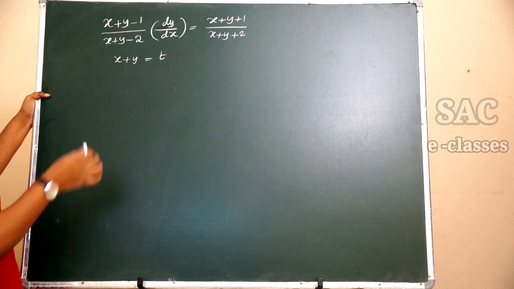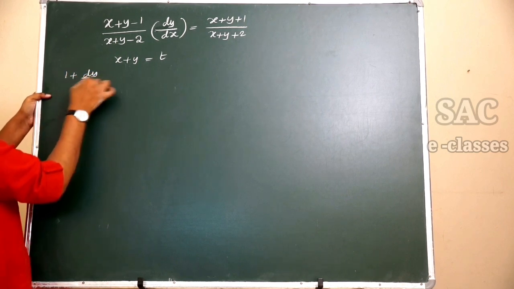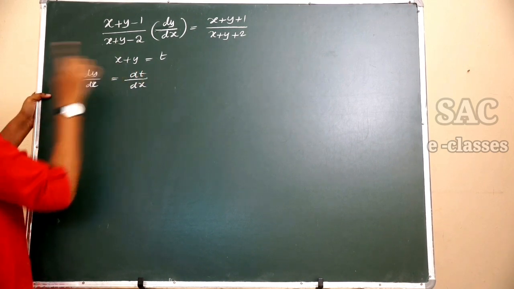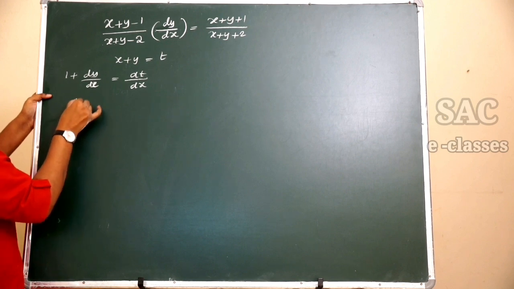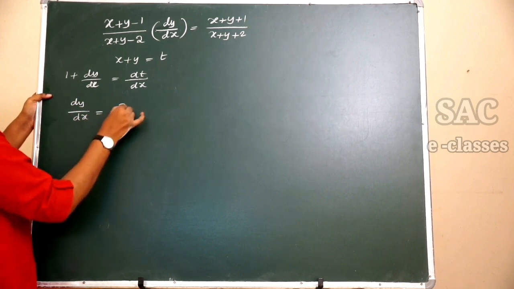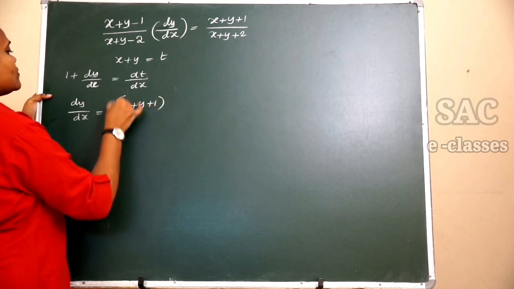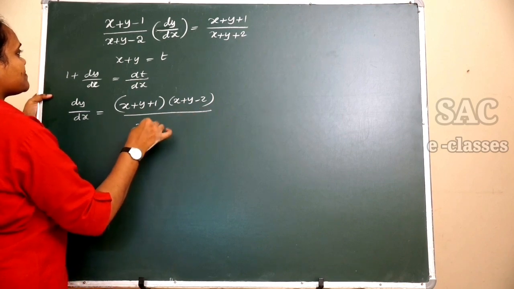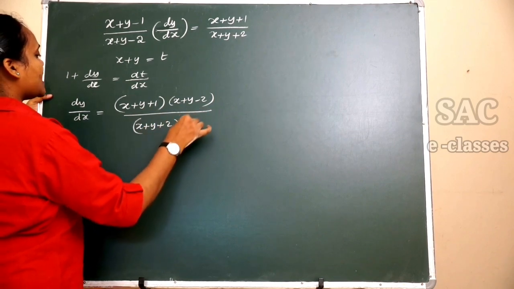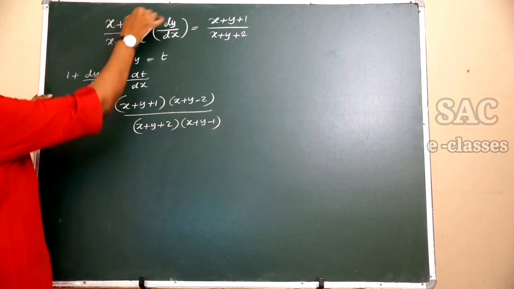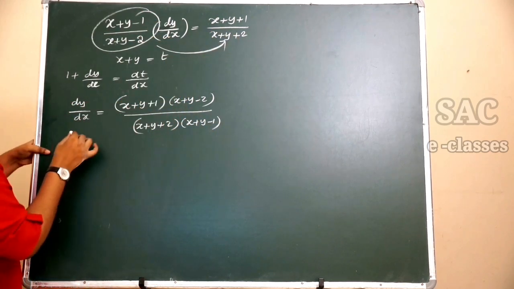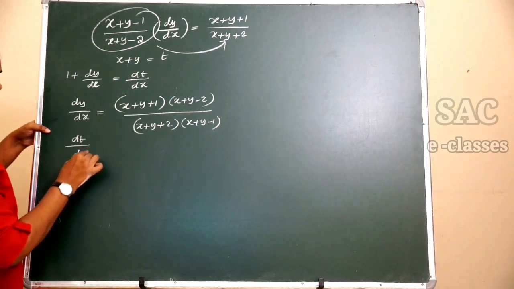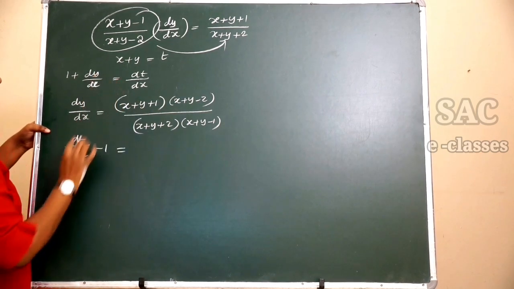Differentiate with respect to x on both sides, then 1 plus dy by dx is equal to dt by dx. Now the entire expression was converted into dy by dx. At first let me write it as x plus y plus 1 into x plus y minus 2 by x plus y plus 2 into x plus y minus 1. First of all I have transposed this to here. Now can we express dy by dx as dt by dx minus 1? Yes, obviously we can express it.